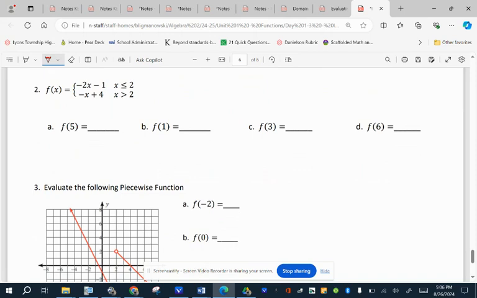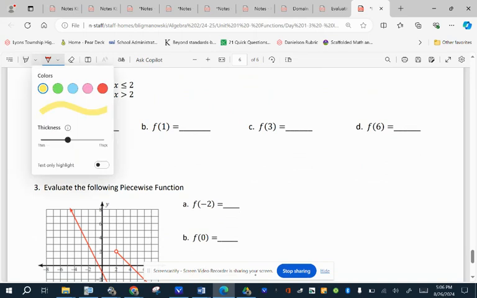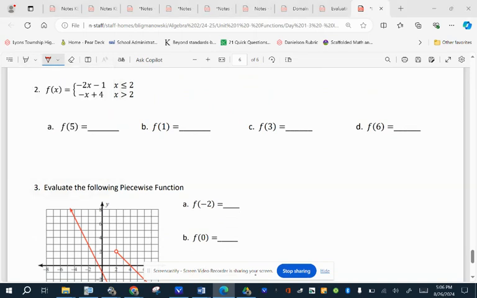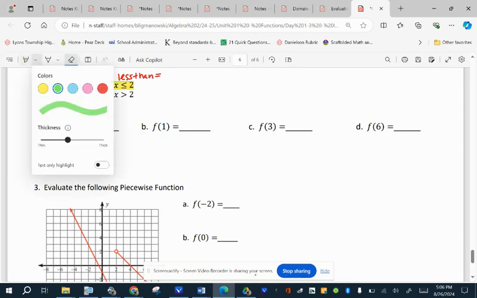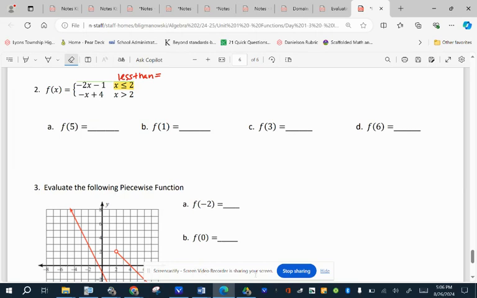All right, now that you've tried number 2 on your own, let's do it together. So again, we are going to have two equations. The first equation is negative 2x minus 1, and that's when x is less than or equal to 2. Then we have the second equation, negative x plus 4. Sorry guys, my color coding is getting messed up. Let's try this again. And that is true when x is greater than 2.